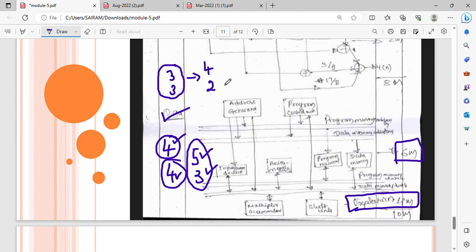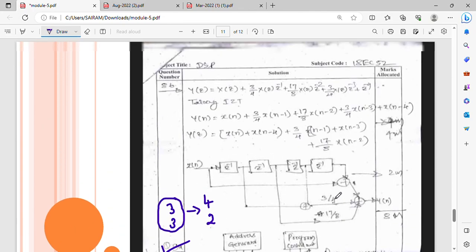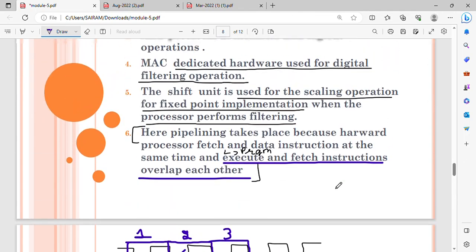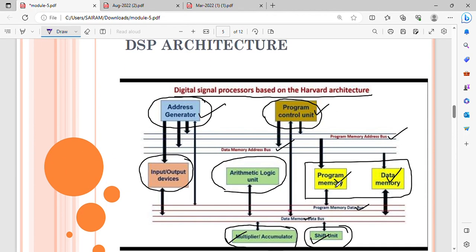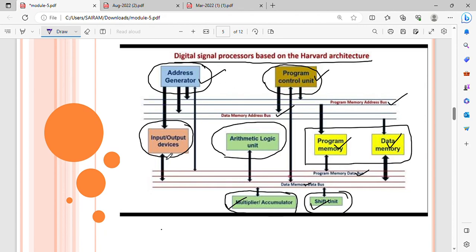And for the explanation, what should you write mainly? In the diagram you have many blocks: address generator, input output devices, arithmetic and logical unit, program control unit, program and data memory, and multiplier, accumulator and shift unit, right? And I forgot to tell you one more thing with respect to program memory address bus and data memory address bus, right?